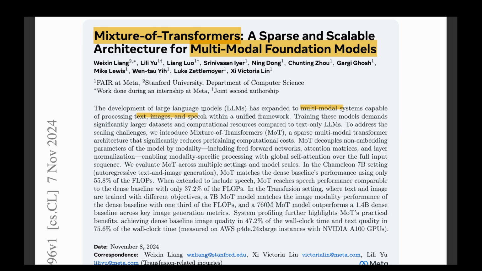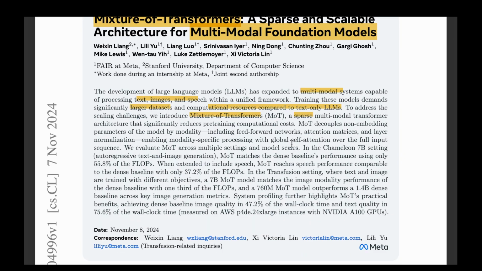When we have all three modalities, the training set becomes very large, and the computational resources needed are much higher compared to training just for the text modality. To address this problem, they have introduced a mixture of transformers, which is a sparse multimodal transformer architecture. As part of it, they have introduced global self-attention over the full input sequence, but they have decoupled the non-embedding parameters of the model by modality.